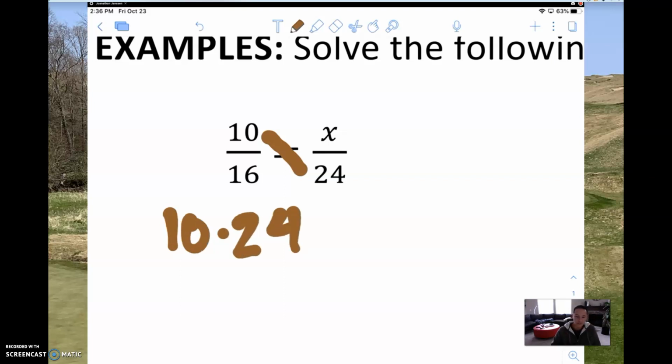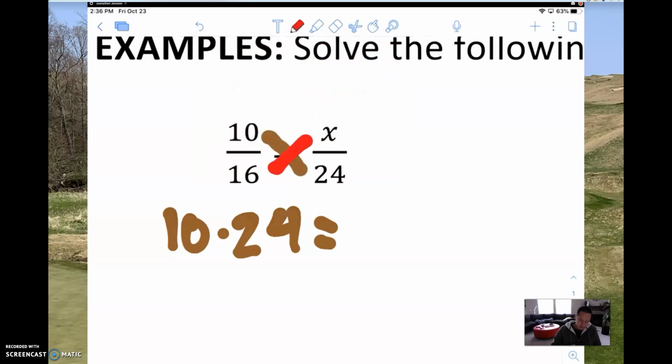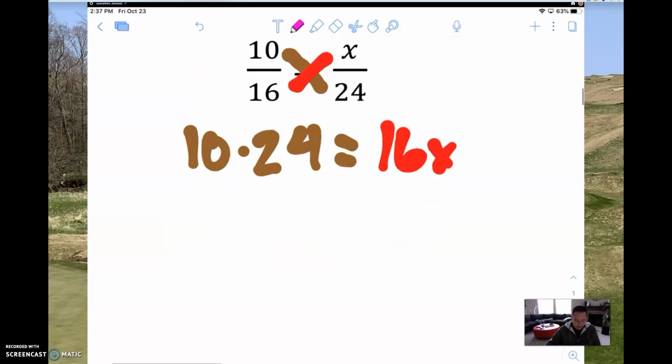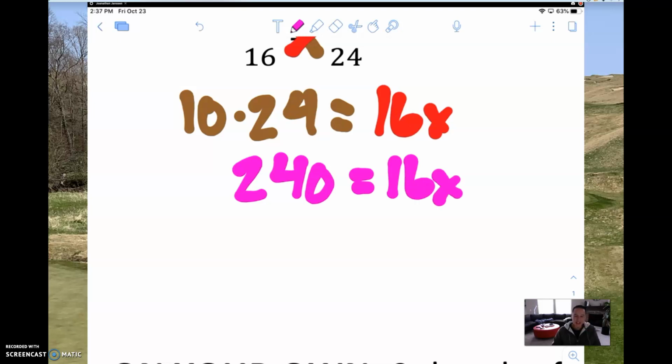Then you have to put an equal sign. So I'm going to put that equal sign. And then you multiply, I'll just change the color so you can see it, the other diagonal. So it's going to be 16 times x, which is just 16x. So now we can simplify it. 10 times 24 is just 240 equals 16x.